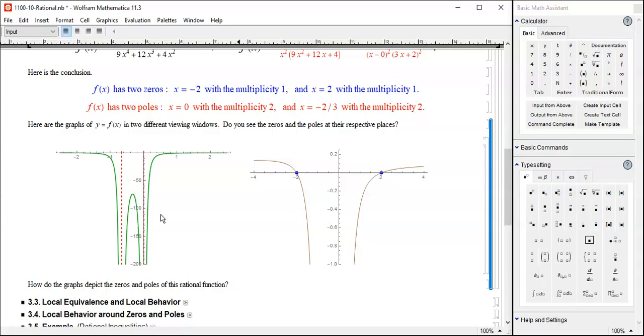By the way, these two are the same graphs, just different viewing window. Here, y goes to negative 200. Here, y goes only up to negative 1. So the majority is just cut off here, so that over here and over there are a little bit more visible, as you can see.